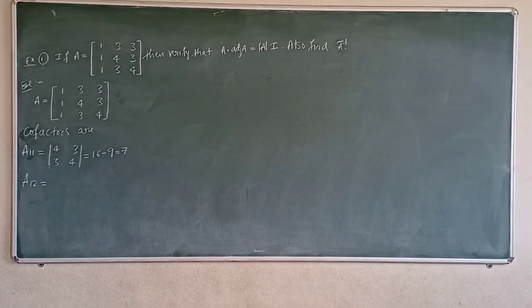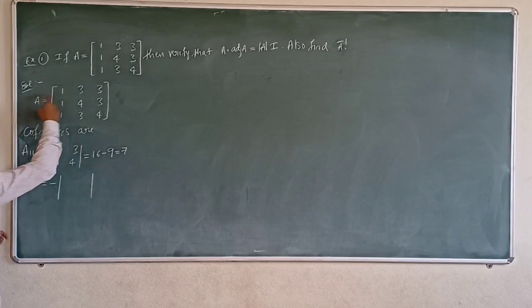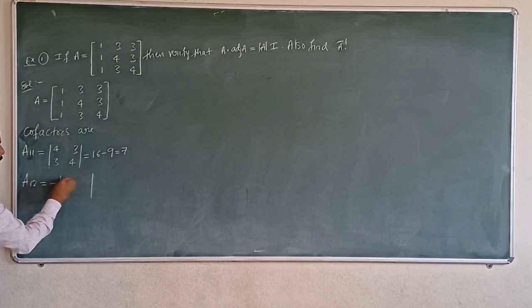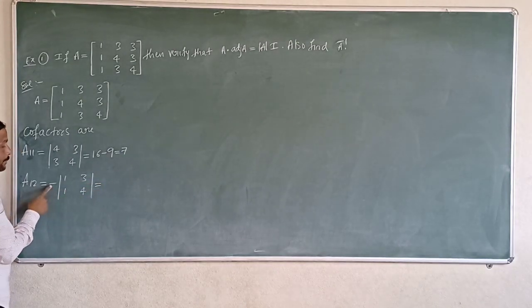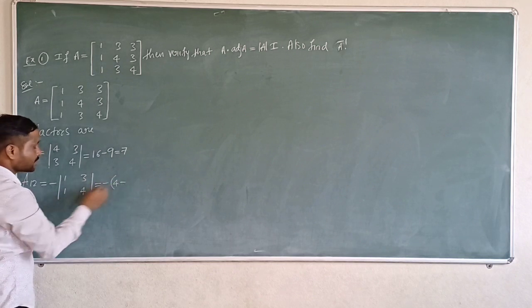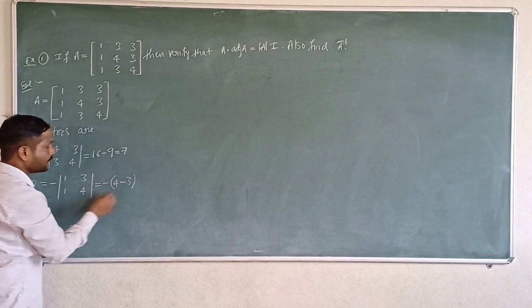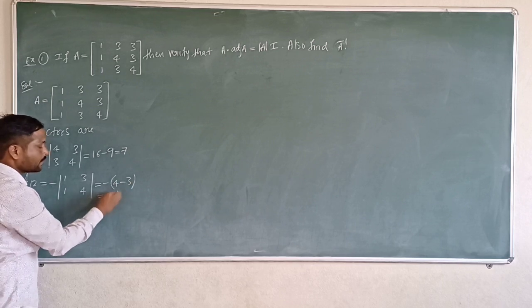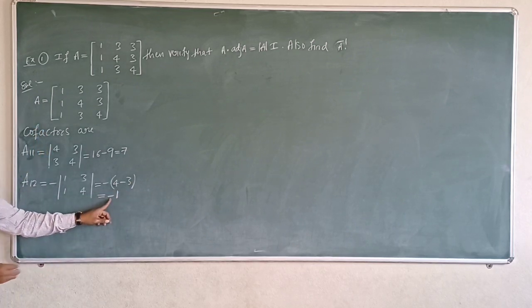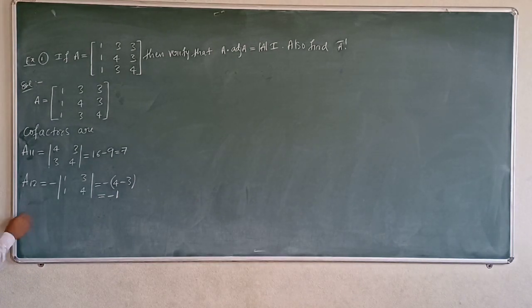Now A12: plus 1 or minus 1? Minus 1. Delete the first row and second column, then the elements are 1 3 1 4. Keep the minus outside: minus, 1 4s are 4 minus 1 3s are 3. This equals minus of 4 minus 3, which is minus 1.